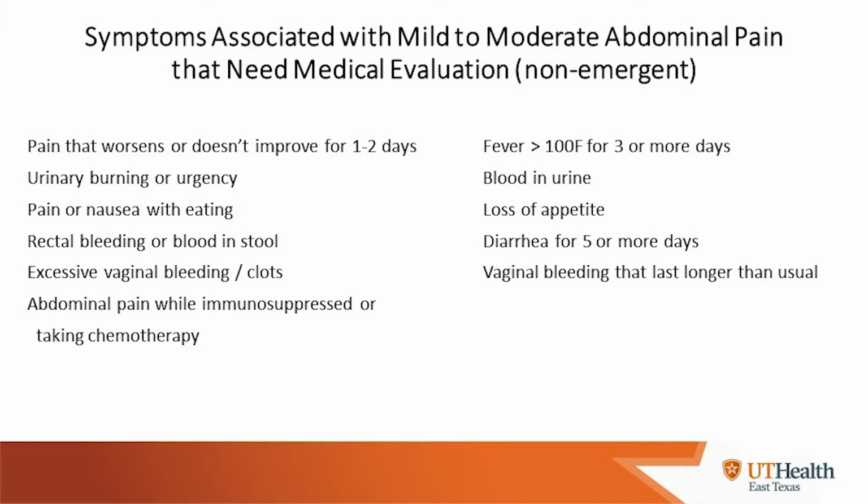If you have fever over 100 degrees Fahrenheit for 3 or more days, or if you notice blood in your urine or a loss of appetite. These are all indications that there may be a more serious underlying cause. If you've experienced diarrhea for more than 5 days, or if you have vaginal bleeding associated with your abdominal pain and the vaginal bleeding lasts longer than usual. Also, if you experience abdominal pain while you know that you're immunocompromised, whether it be from taking steroids or whether you're on a chemotherapy regimen, we take this very seriously and you should seek medical attention.